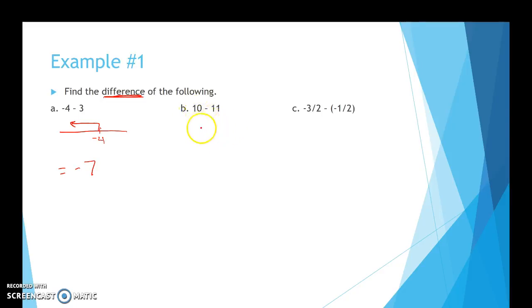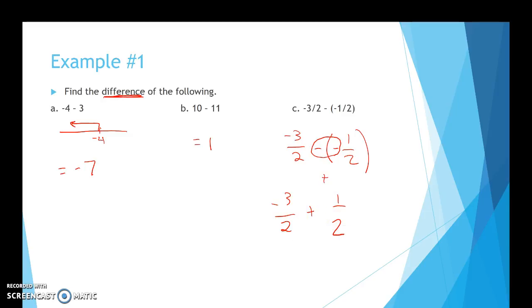10 minus 11, that's going to give me an answer of negative 1. Here we have a fraction. I'll rewrite this so it's written correctly here: negative 3 halves minus a negative 1 half. Notice here we have 2 double negatives. The rule when we're subtracting double negatives is that it means adding. So this technically means negative 3 halves minus a negative half, which means the same as negative 3 halves plus 1 half.